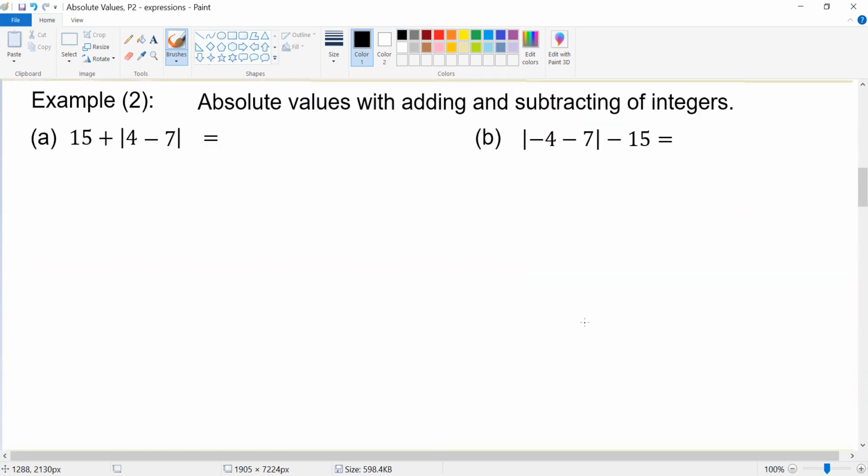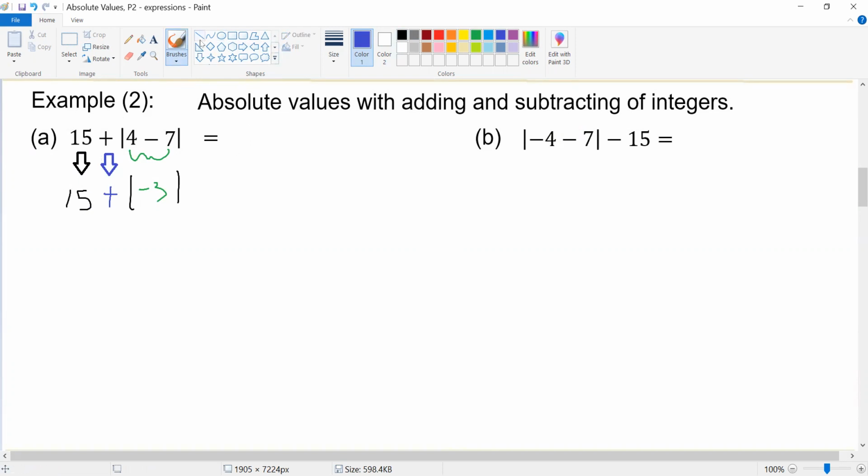In example 2, we're involving some addition and subtraction operations. In part A, first we want to understand that we have to simplify the absolute values before we can do anything else. So 4 minus 7 gives us negative 3 inside absolute values. But what about the rest of the work? Since we didn't do anything with the 15, we bring down the positive 15. Since we didn't do any addition, we bring down the addition symbol.